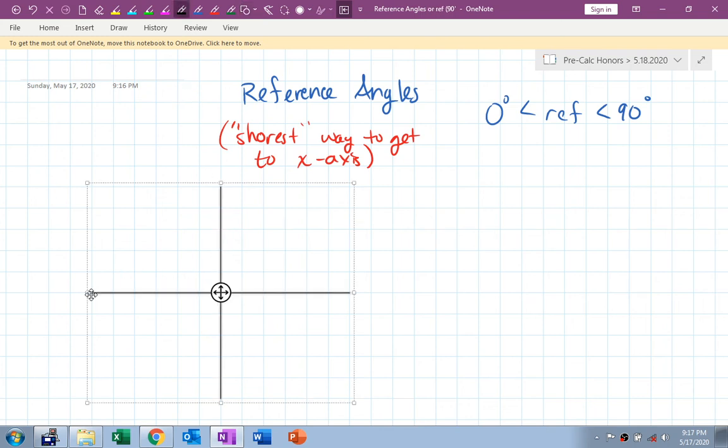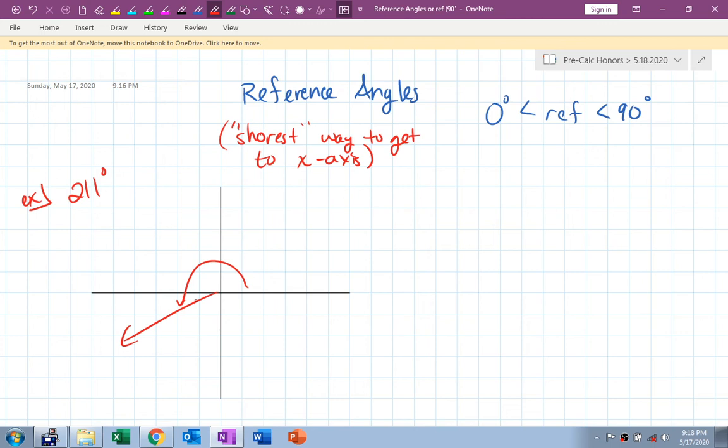Well, let's say we have the angle 211. Now, remember when we sketched angles, we started on the x-axis. We would go around and do stuff. Well, 211 is somewhere here. Like this would be 211. I'm just guessing.